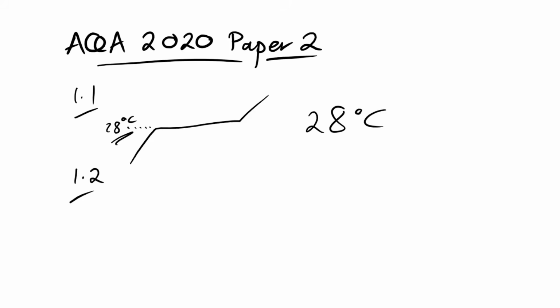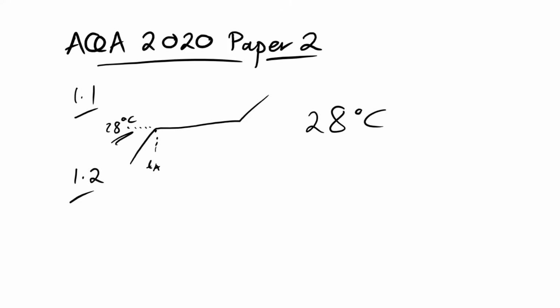1.1, we have this heating curve for this metal. We're being asked what the melting temperature is. Of course, we're looking for this temperature here, and that ends up being 28 degrees C. Just have to read off the graph. Easy peasy. 1.2, how does the energy transferred change the arrangement of the atoms between TA and TB?